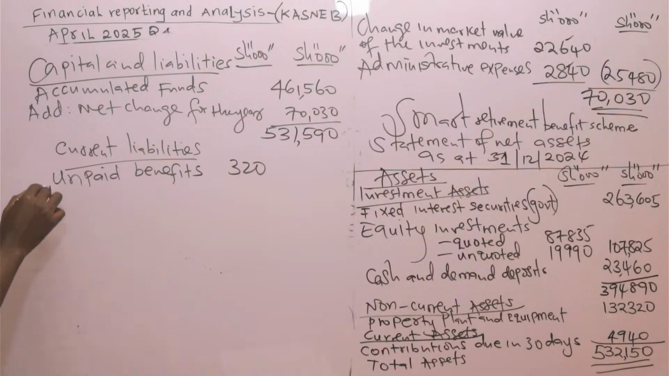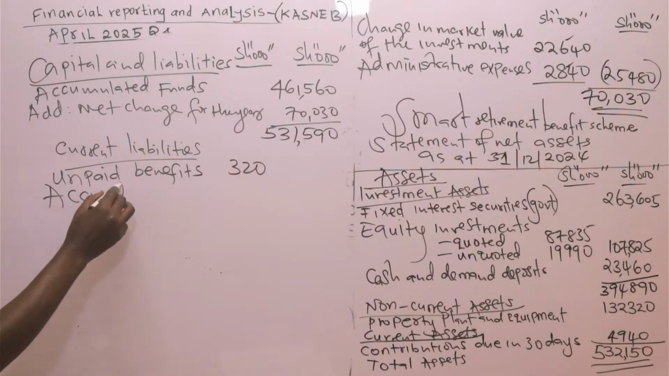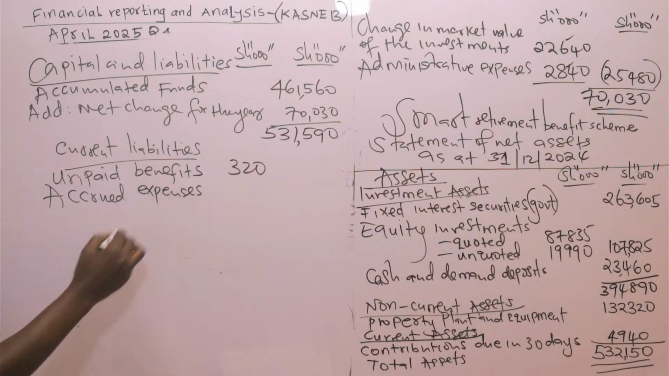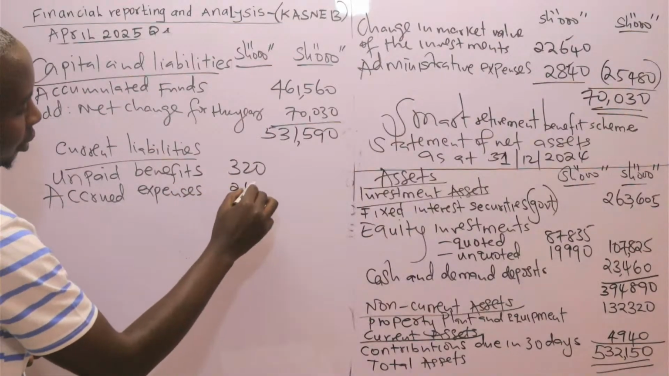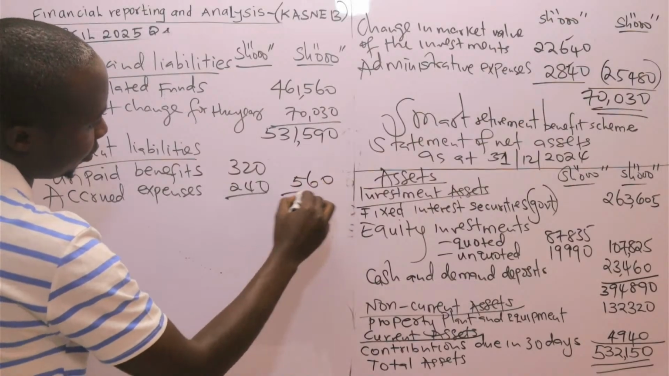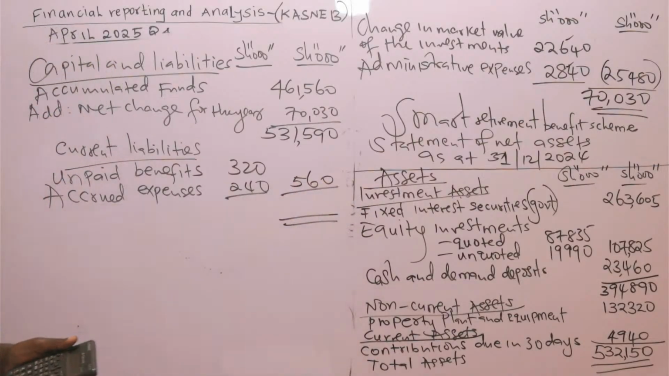And also the accrued expenses. Expenses which are not yet paid. Those are liabilities. The accrued expenses of 240. So these are a total of 560.